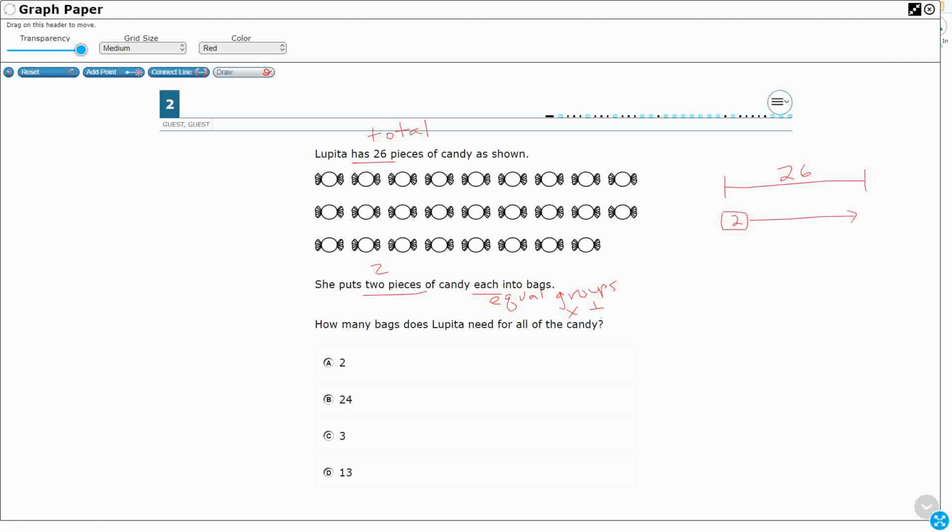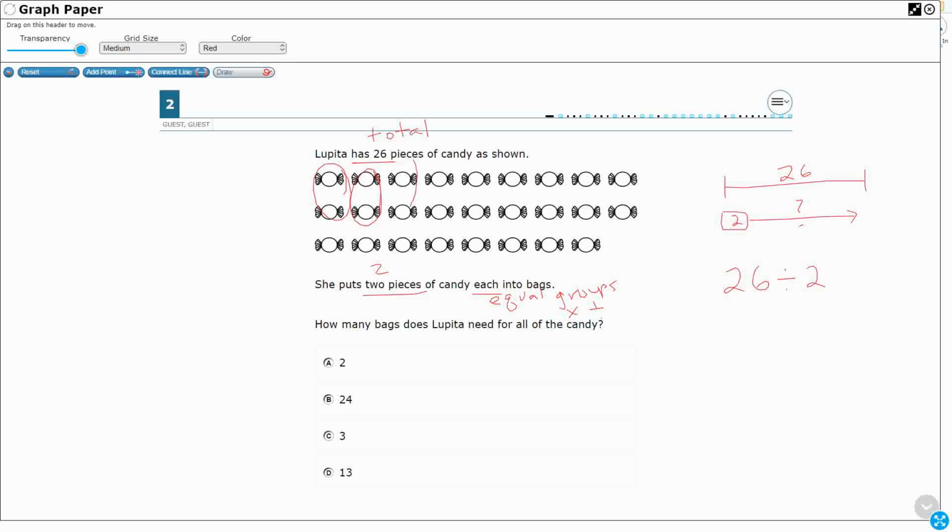My question is, how many sets of 2 can I get? Well, I could divide 26 divided by 2. Might not necessarily know that fact, might not know how to do long division. So in this case, let's just use the picture. I'm just going to put groups of 2.